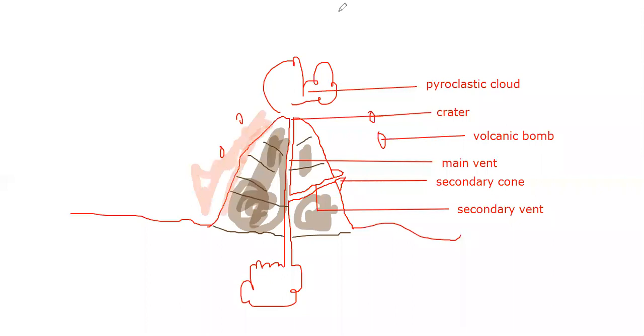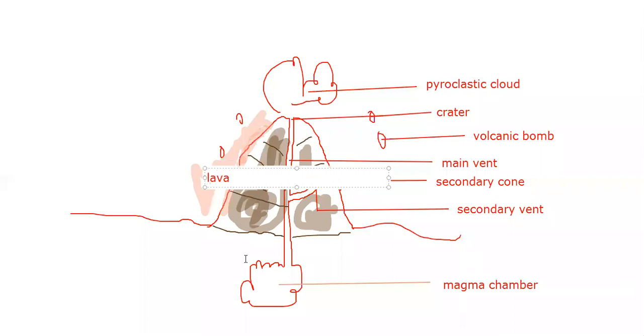You also have, last but not least, the magma chamber. Now this is where all of this material comes from, the lava. This is where all of it comes from. Let me leave it right here, the lava. So this is where all of this comes from.